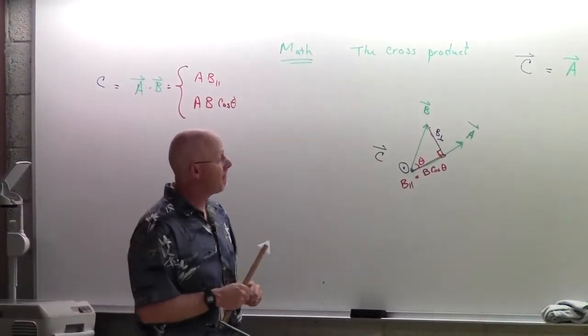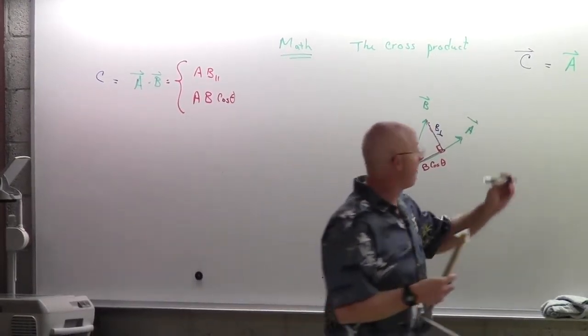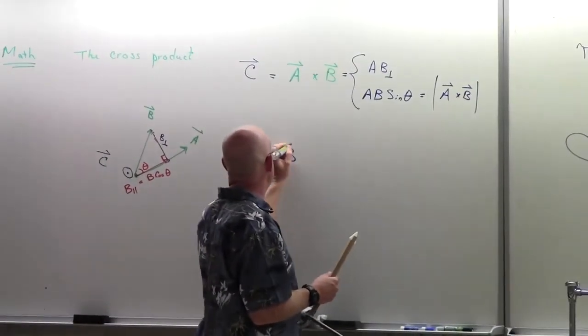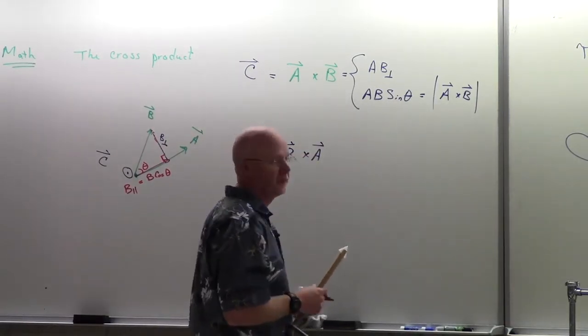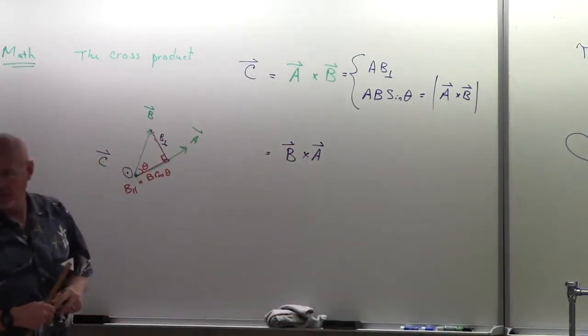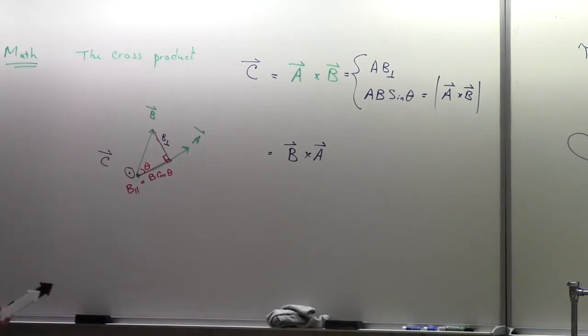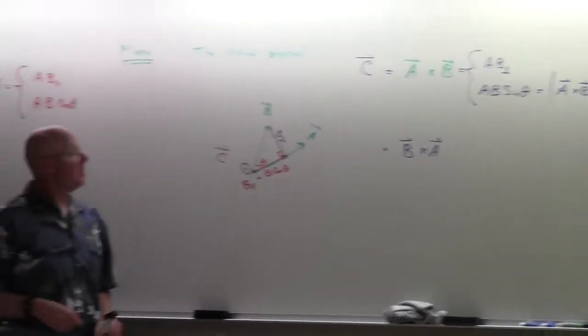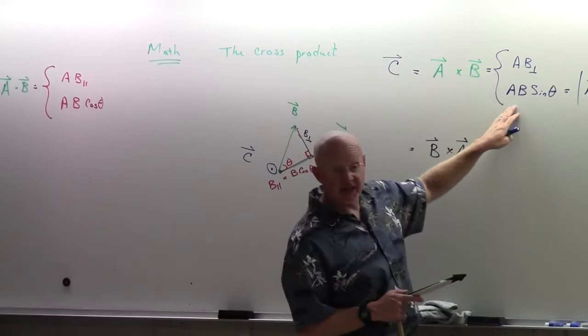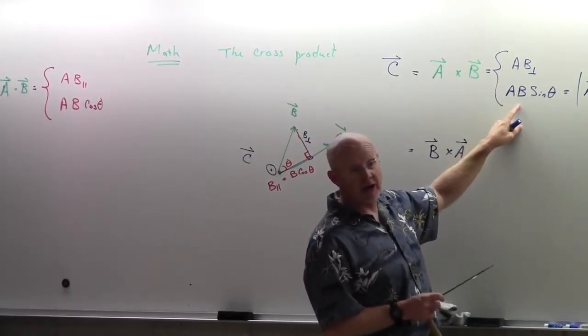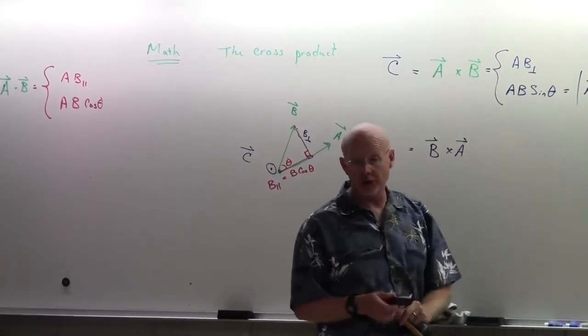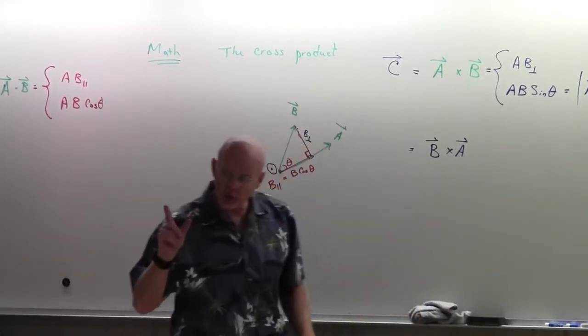Notice this. What would happen if I changed the order? What if I put B cross A? Make it opposite direction. Yeah. The magnitude is still the same. I mean, you're still going to have the same angle between them. You're still going to have the same magnitude for A and the magnitude for B. So in terms of the magnitude, it doesn't change, but direction does.